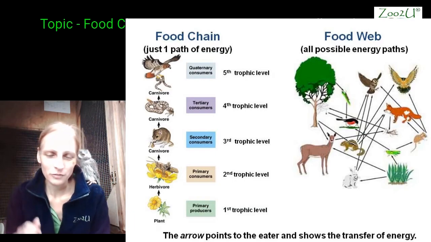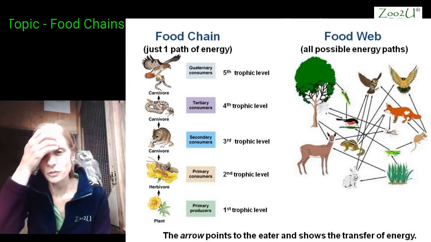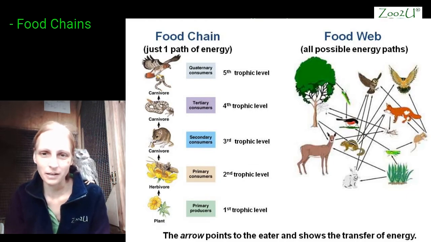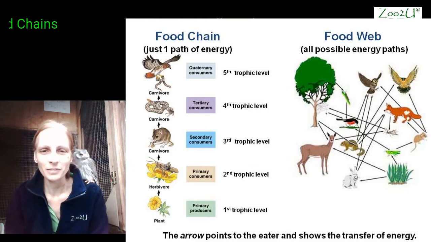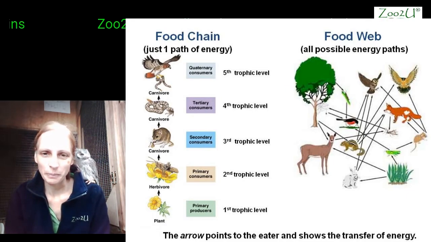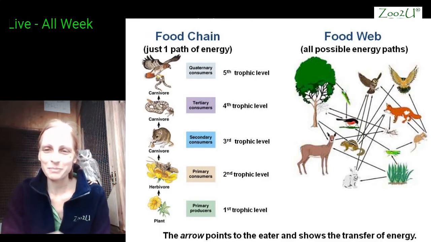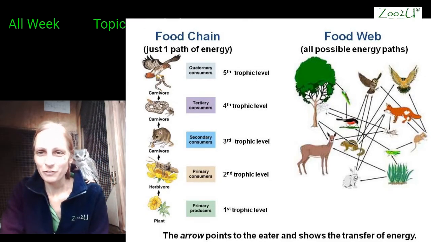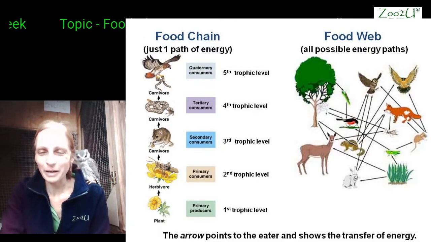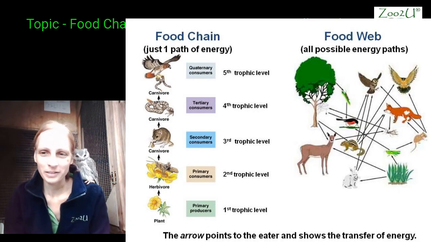So if you have a look at this, you've got a food chain as an example. Don't worry about the trophic level. That's just probably going to confuse you. Just look at the consumers and the producers. So the food chain shows you a plant, a herbivore, a carnivore, and more carnivores. And we'll have a look at that in a minute. But food webs are a little bit more intertwined, as you can see.